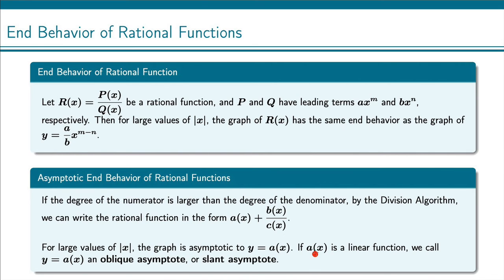Now, of course, if a of x is a linear function, then we call it an oblique asymptote or a slant asymptote. A of x could be 0, in which case we just have y equals 0 as the horizontal asymptote, or a of x could just be some number, any constant, and that would be a horizontal asymptote. So this is a more general form of how to find an asymptotic end behavior of a rational function.